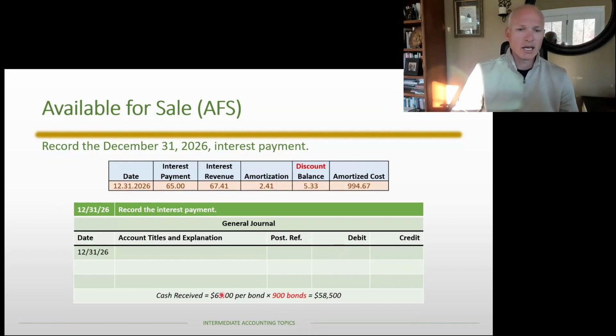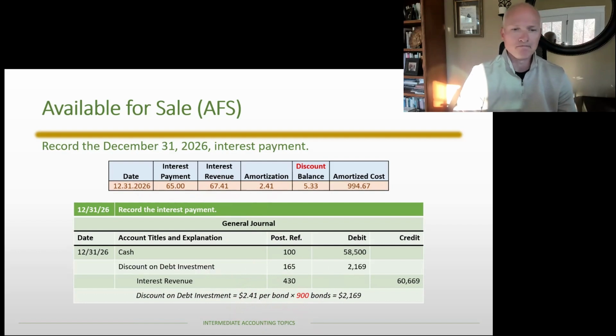Again, we're moving down our amortization table, and we're grabbing the relevant row. Of course, the interest payment is $65 per bond. Again, we're only applying this to 900 bonds, and so that payment is 58,500. For the interest revenue, again, we're just using that from the table, 6741. We're applying it to the 900 bonds. And then finally, the amortization of the discount, again taking from the table, $2.41 per bond, and that's the discount. So again, hopefully not too bad. That journal entry, I'm hoping by the time we get to this one, it's very, very straightforward.